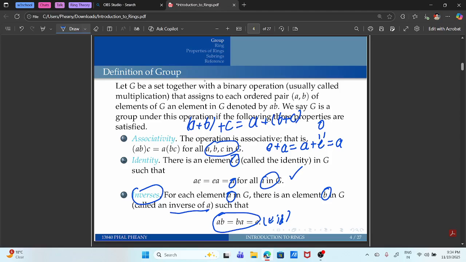How about the inverse under addition? Suppose we have an element a, then the inverse of a is minus a, such that a plus minus a equals the identity, which is mostly 0. Yes, this is called the inverse of an element a under addition. Now let's continue to the next part.